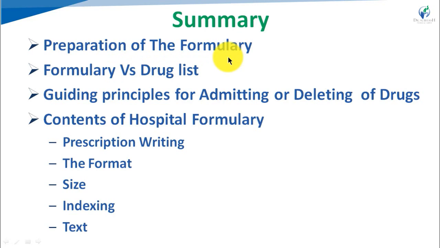So here as a summary we can say we are concluding this lecture that we discussed about the preparation, then formulary and drug list, then which are the guiding principles for admitting or deleting of any drugs, and the content of the hospital formulary. Regarding the prescription writing, that should be included, what should be the format, what should be the size, and what should be the indexing, which things should be included, and what should be the text. So these are the important things regarding the hospital pharmacy.